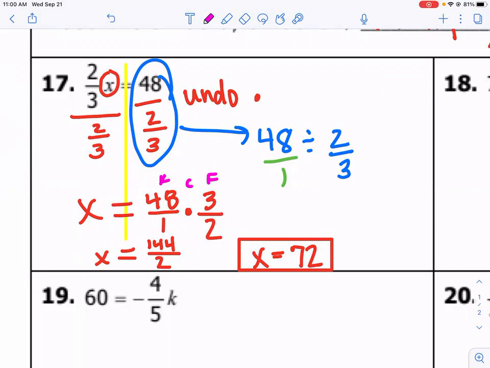Now, what do we always need to do at the end? We need to check our solution. Our equation was 2/3 x equals 48. So does 2/3 times 72 equal 48? You're probably going to want to use your calculator. Take 2 divided by 3 and then multiply it by 72. Does that equal 48? You tried it? Don't tell me yes unless you try it. Does it work? Your calculator said so?